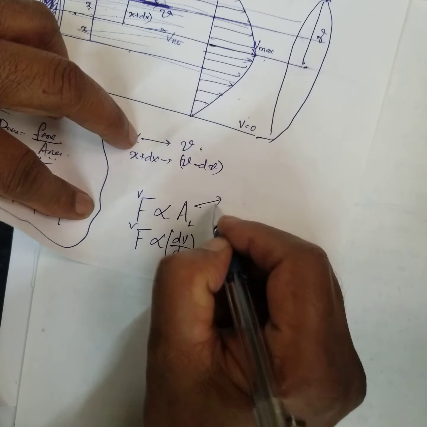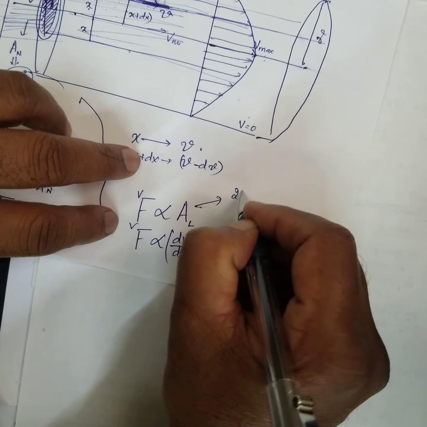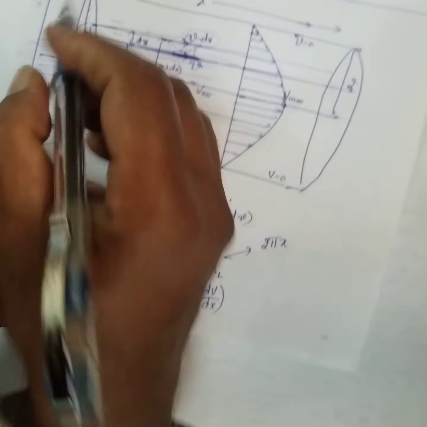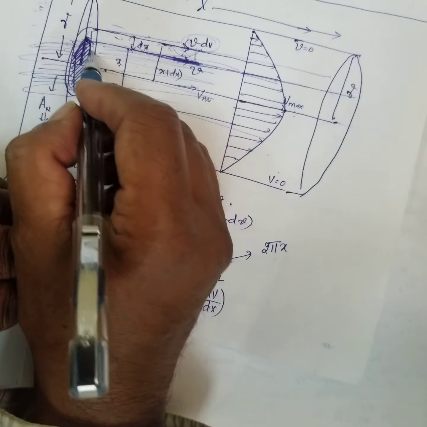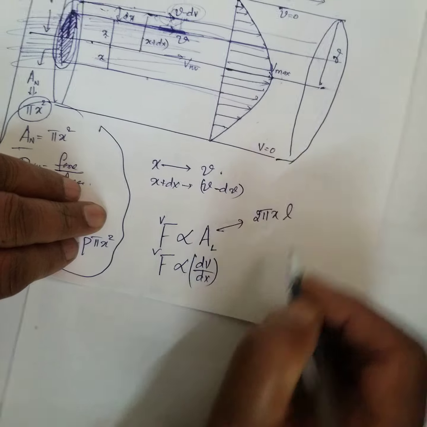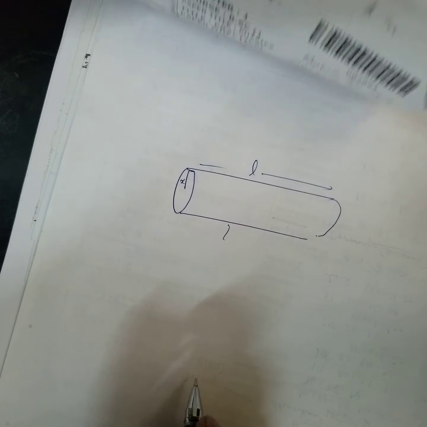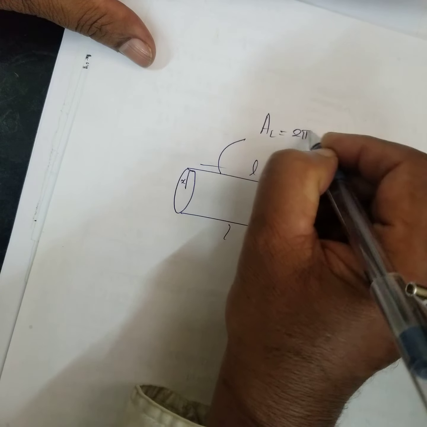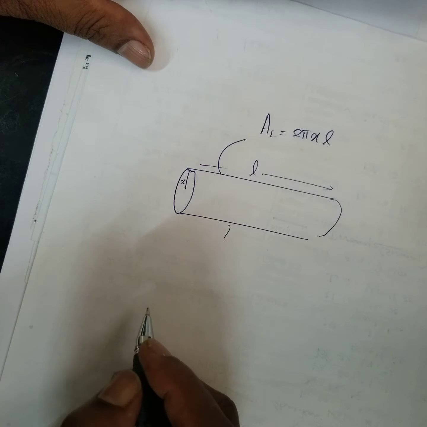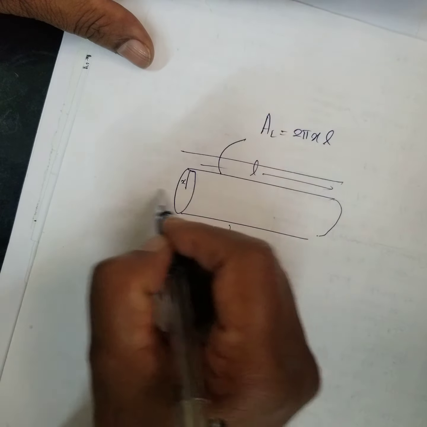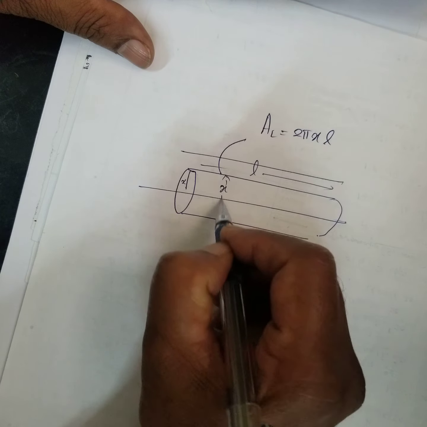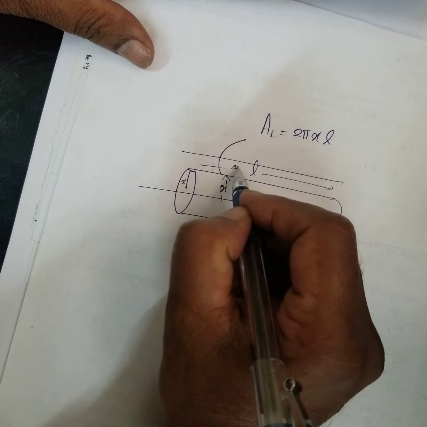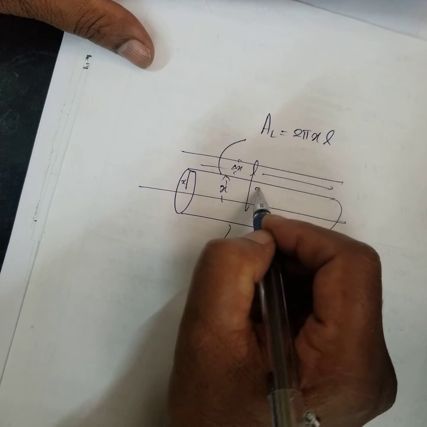When I say lateral surface area, what is that? 2 pi x into L. Got it? Here, lateral surface area is 2 pi x into L. And this is x. This is delta x. X plus delta x.